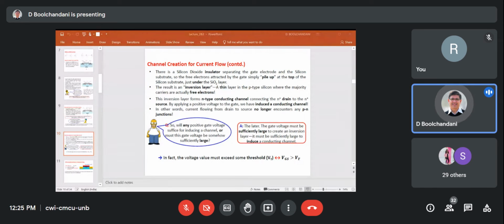Now when electrons are piled up in the gate region, what happens? It results in an inversion layer, a thin layer in the P-type silicon where the majority carriers are actually free electrons. And this inversion layer forms an N-type conducting channel connecting the N-type drain to the N-type source. And this has been done by applying a positive voltage to the gate. We have induced a conducting channel. In other words, the current flowing from drain to source no longer encounters any PN junction.